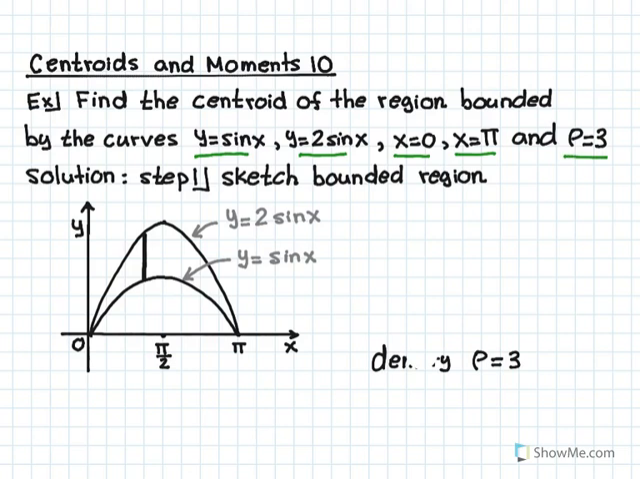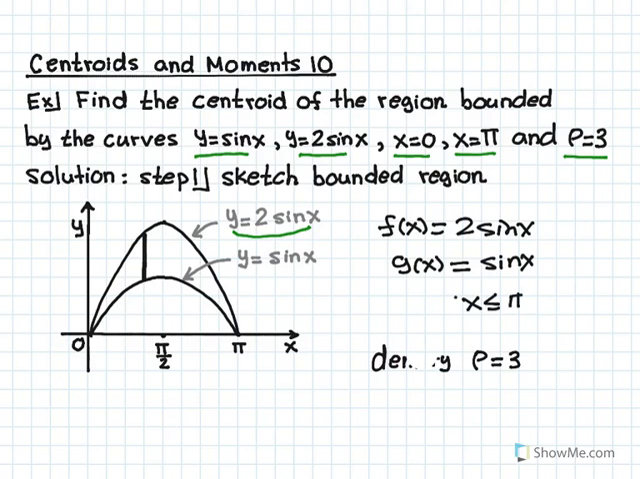So y equals sine x is simply the sine graph that goes through 0 and pi, that's its x-intercepts. Y equals 2 sine x has twice the amplitude and goes through the same x-intercepts, 0 and pi. All right, so let's label the top function f of x is equal to 2 sine x, and the bottom function g of x is equal to sine x. X is between 0 and pi, and the density rho is 3.